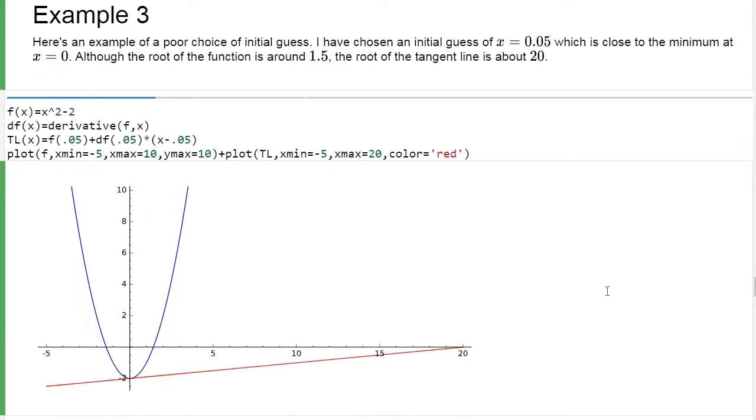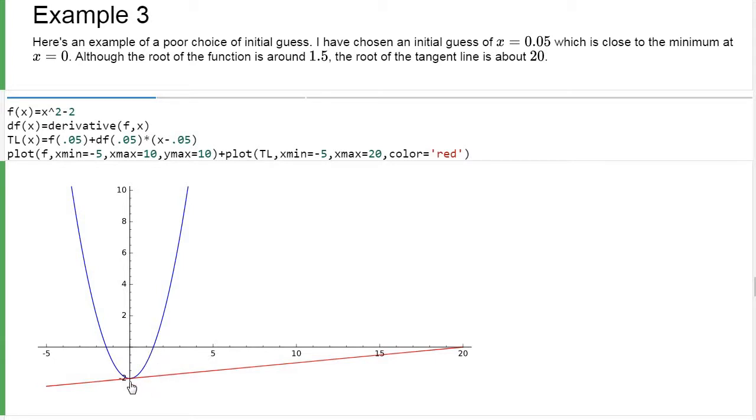Here's an example of a poor choice of initial guess. So here the function is x squared minus 2, this parabola. I chose my initial guess of 0.05. Now when I look at this, the actual answer, about 1.5 is about where the root actually is. The answer is actually the square root of 2, so it's about 1.41.